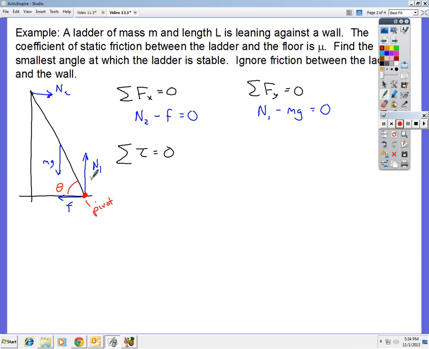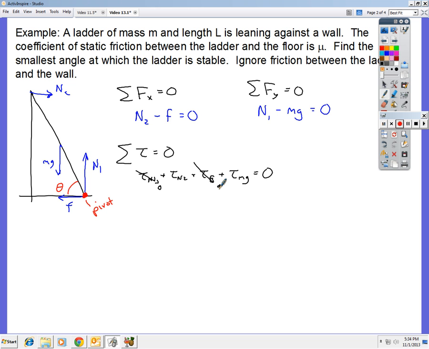And that makes this simple. So this sum of the torques, this is the torque due to N1 plus the torque due to N2 plus the torque due to friction plus the torque due to the weight. All that equals 0. But if we do it this way, the torque due to N1 is automatically 0. The torque due to friction is also automatically 0. It simplifies it a bit.